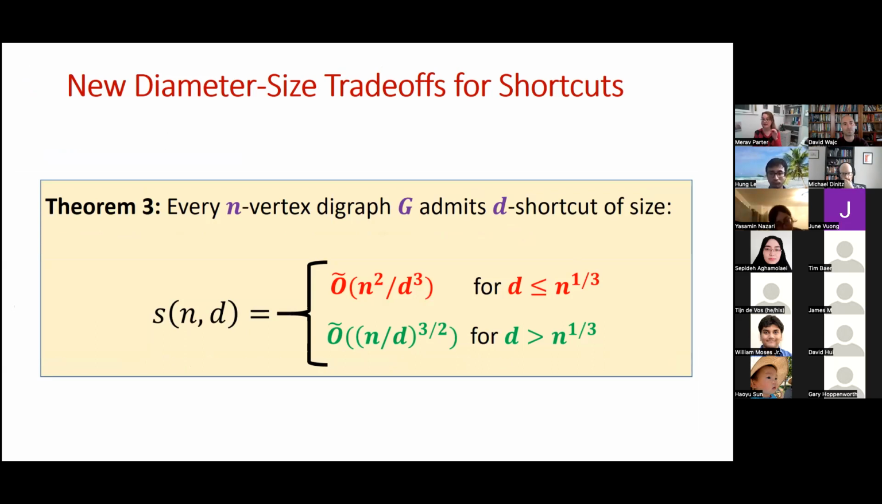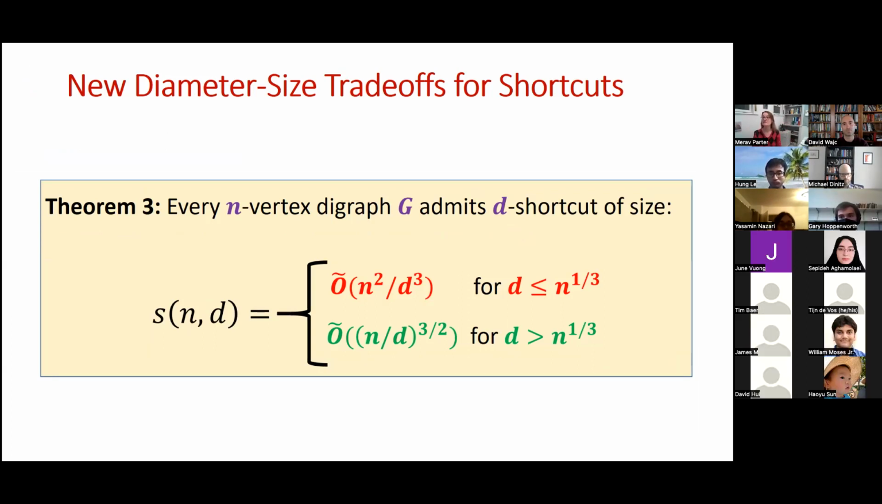If you give me a diameter that is below n to the 1/3, the size of the shortcuts is going to be superlinear. But once you allow a diameter that is larger than n to the 1/3, it becomes sublinear, and at n to the 1/3, it is really linear. Okay, so this is how the function looks, and it might be more instructive to look at that in comparison to the folklore algorithm.